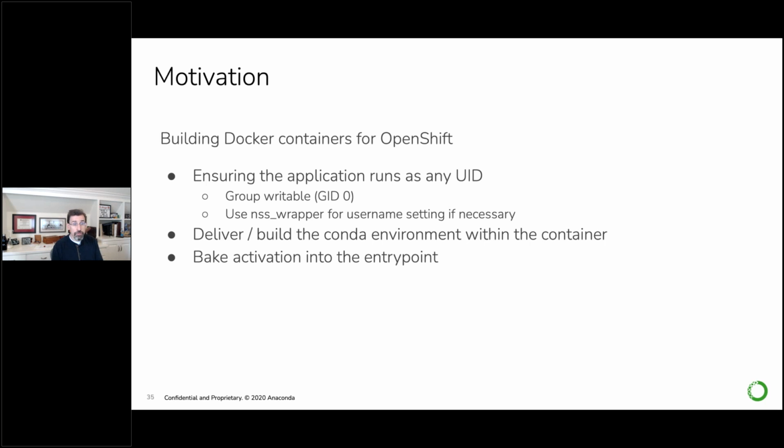So anything that's group writable by the root group is visible, but you just have to be very explicit and careful when building your Docker containers that that is the case. And also we find that some utilities actually get confused when OpenShift runs an application as a UID that doesn't exist in the password file, because it doesn't have a username associated with that user. And so I use the NSS wrapper utility to set that username so that the application is not confused.